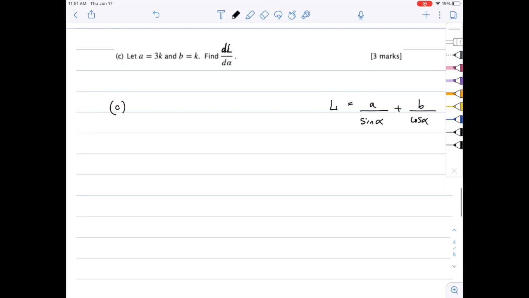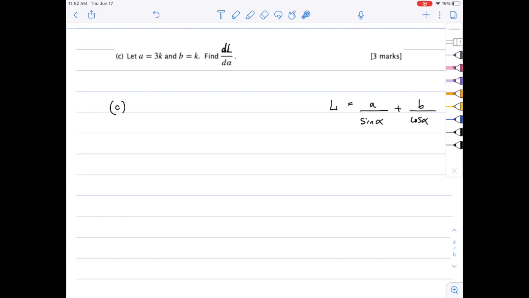Okay, so here's part C. Part C says let A be equal to 3k, and B equal to k, where k is a constant, because A and B are also constants. Find dL by d alpha. So they want you to find the first derivative of the length with respect to alpha.